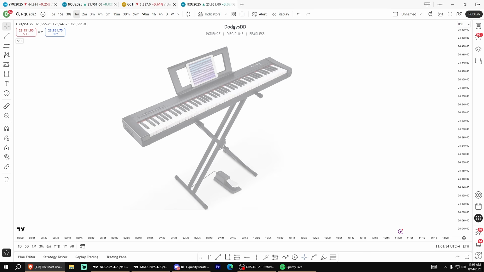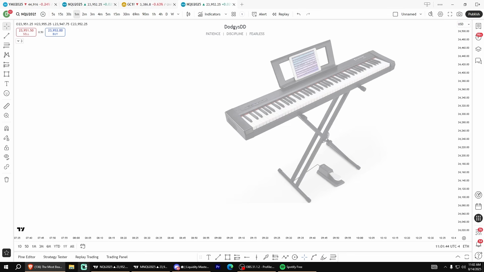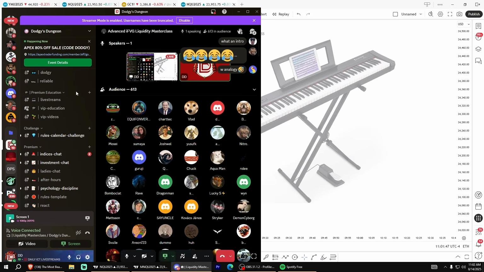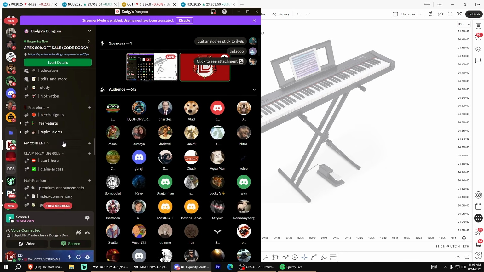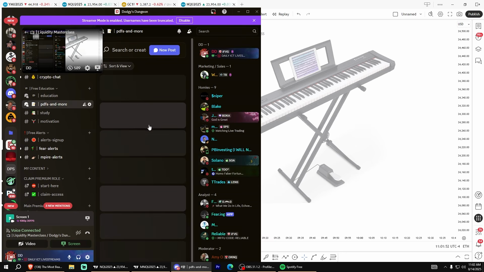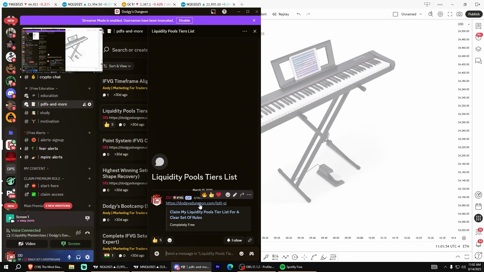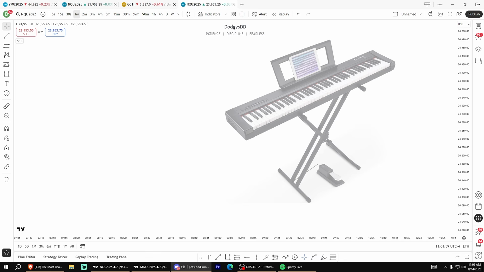Welcome to my liquidity masterclass. I'm going to explain it using this piano on the screen here. Now, I'm going to be going to my liquidity pools tier list, which can be found in PDFs and more. If you go to liquidity pools tier list, you can sign up and get it if you're not on my premium. That's what I'm going to be basing this off of, and I will be going over the liquidity pools tier list and then bring it all together at the end.